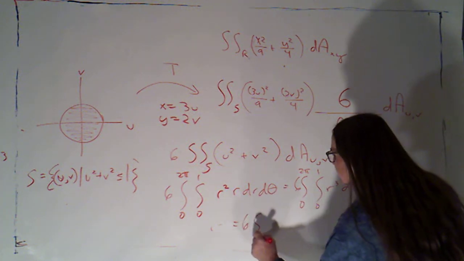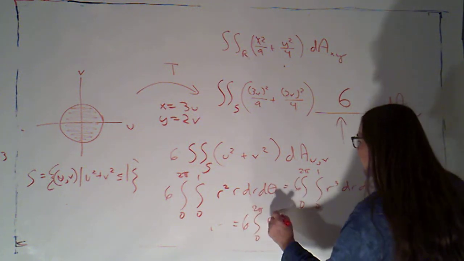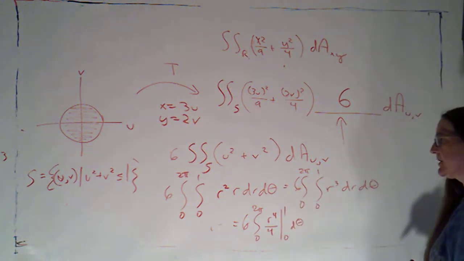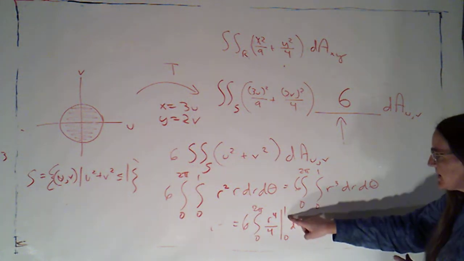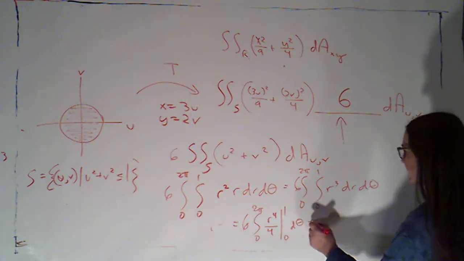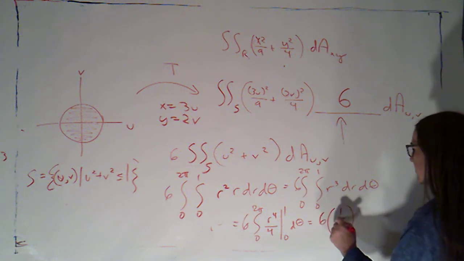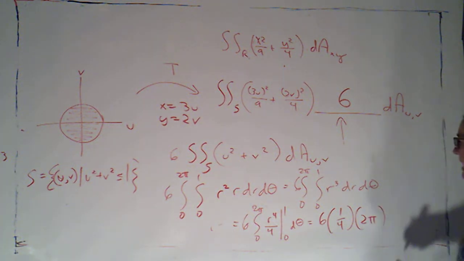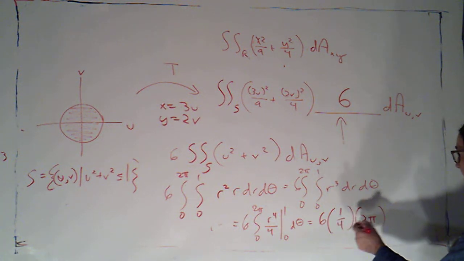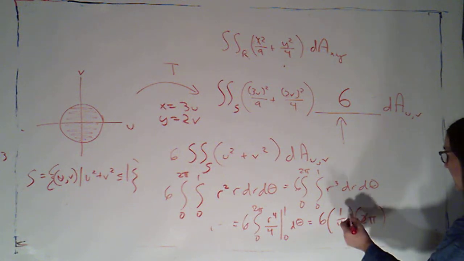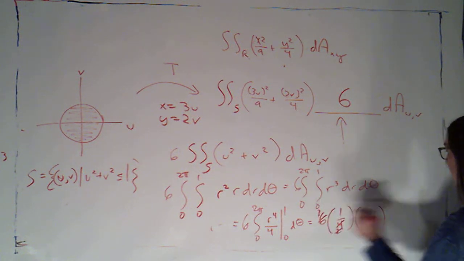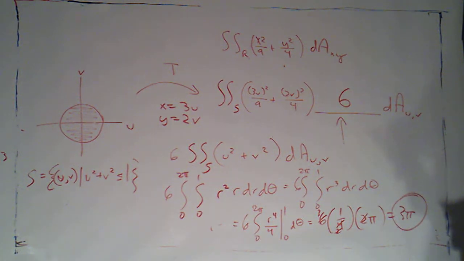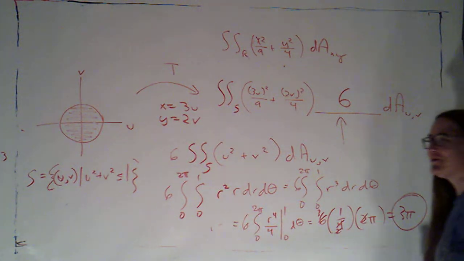So that's 6, integral from 0 to 2 pi, r to the 4th over 4, evaluated between 1 and 0, and then we'll integrate d theta. That, of course, is just going to give me 1/4 minus 0. So I'm going to get 6 times 1/4 times the length of that interval, which is 2 pi. So I can cancel, and I'm going to get 3 pi. Okay, pretty cool. All right.